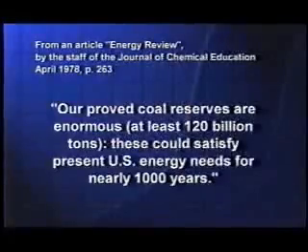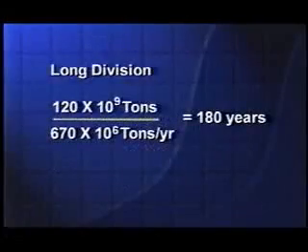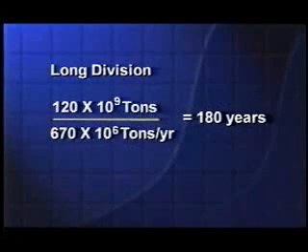In the Journal of Chemical Education, on the page for high school chemistry teachers, an article written by the scientific staff of the journal, we read that our proved coal reserves are enormous, and they give a figure. These could satisfy present U.S. energy needs for nearly 1,000 years. Let's do long division. You take the coal they say is there, divide by what was then the current rate of consumption, and you get 180 years. Now, they didn't say current rate of consumption. They said present U.S. energy needs.